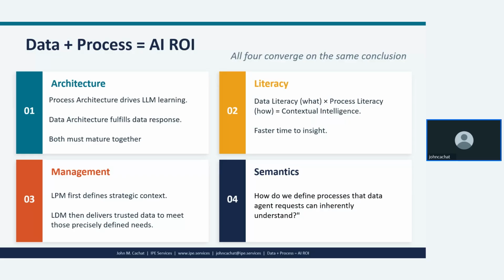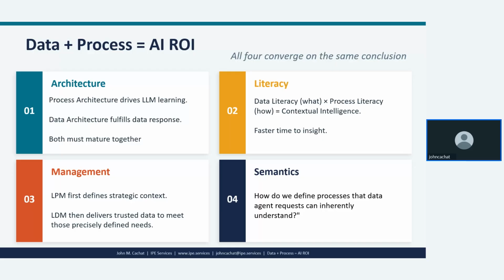So all four of these subjects converge on the same conclusion. Data architecture, process architecture. Process drives the learning, the large language model learning process. It educates the model. It gives it context. It gives it something to do. Where data, again, all cleansed and all that's good, fulfills the data response. They both have to mature together. Literacy, the what and the how combined, gets you contextual intelligence, including governance rules and decision-making capability. It gives a faster time to insight.